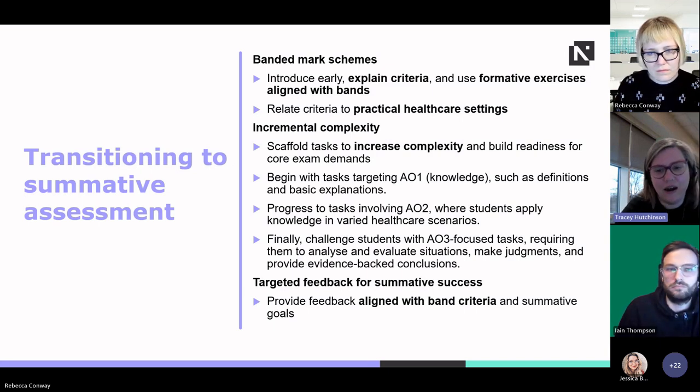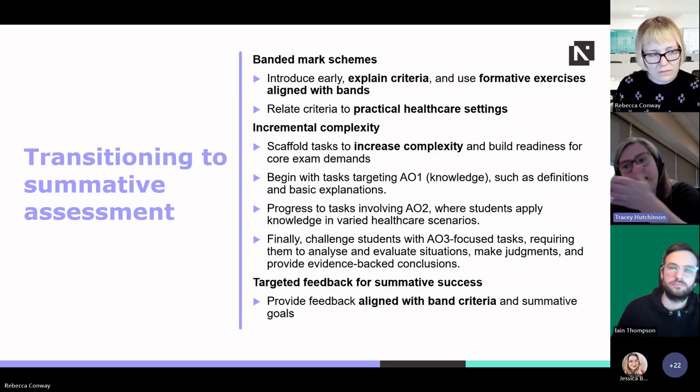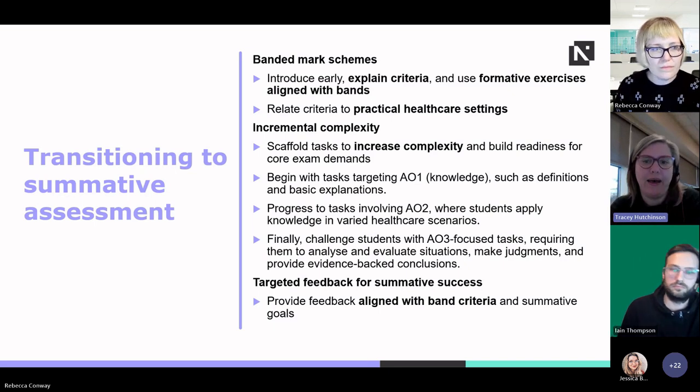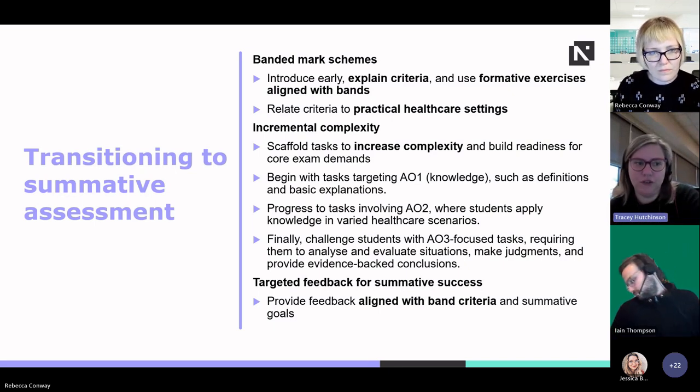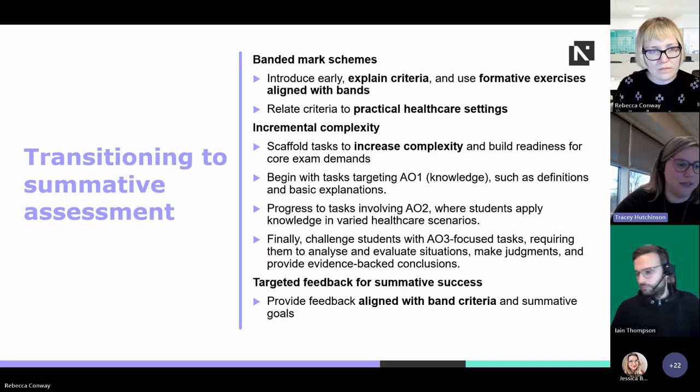And again, it's that targeted feedback. Using feedback that aligns with the banded criteria, which ultimately aligns with the summative goals as well, helps the student move from that formative journey that we just talked about, with continuous feedback, to that targeted feedback that matches the criteria and the goal of the summative assessment.